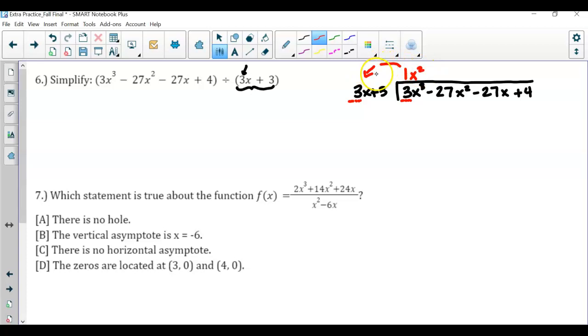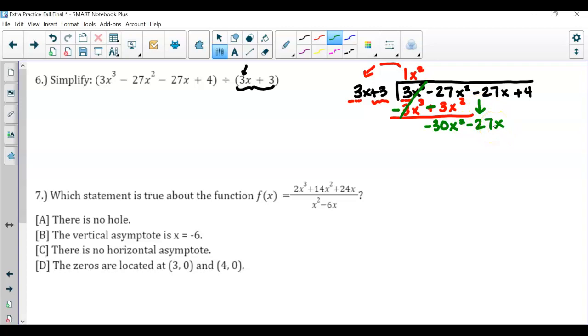Then we would multiply. 1 times 3, that's always going to match up to 3x cubed. But don't forget to multiply 1 to the plus 3. So 1 times 3 is 3 and x squared. Then before we combine, change the signs because you're subtracting, distributing a negative. So now that's 0 canceling out, and combine like terms, you get negative 30x squared. And always bring down the next term.